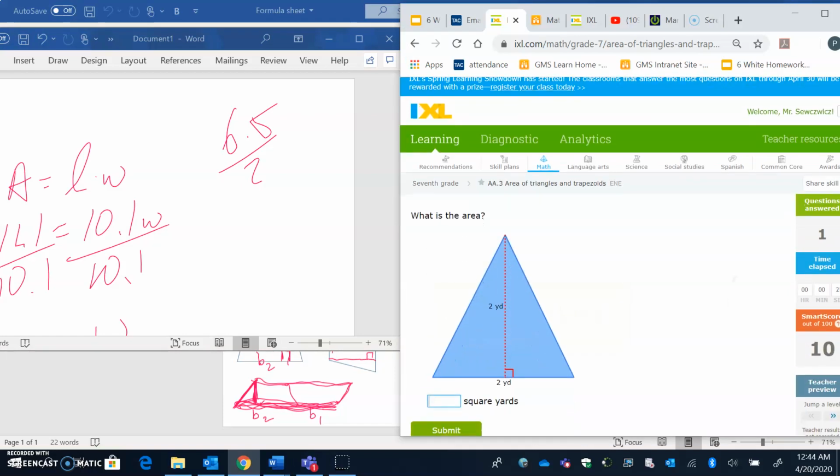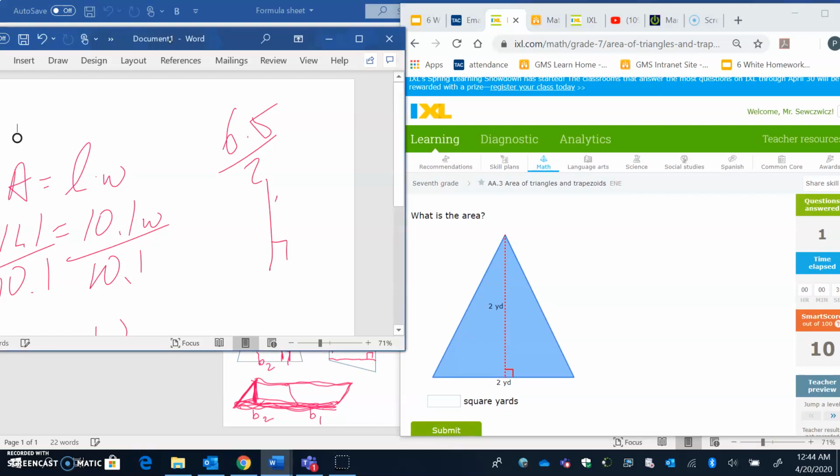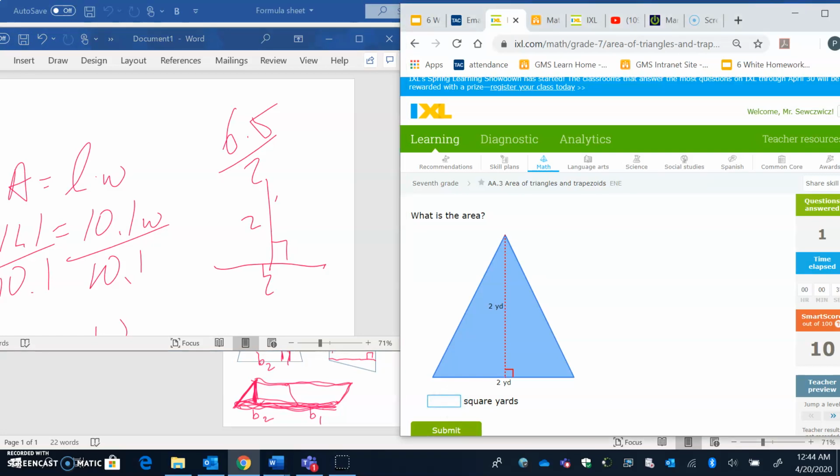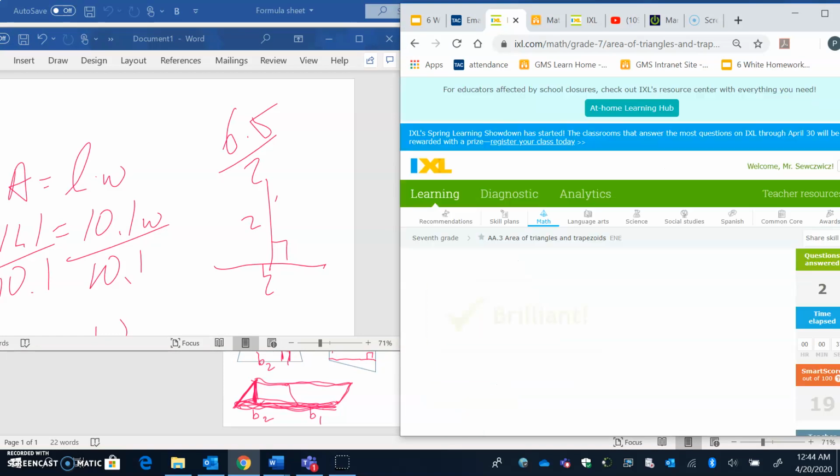All right. Again, here, base and height meet at the right angle. So I can see my right angle symbol. Where it touches, the 2 and the 2. So 2 times 2 is 4. 4 divided by 2 is 2.